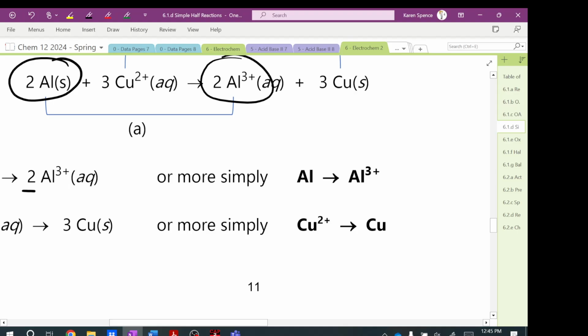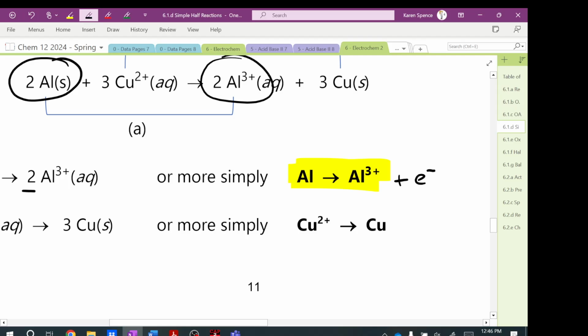Where should we put our electrons in the top half reaction, this one right here? Where do electrons go to make that balanced? Do they go on the reactants or the products? In the products. How many electrons in the products? Okay, let's think about this. We need to balance both atoms and charge.